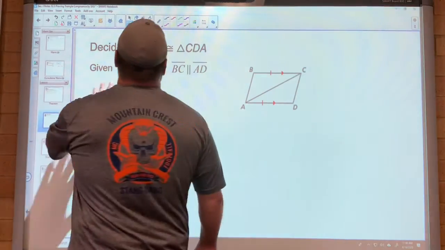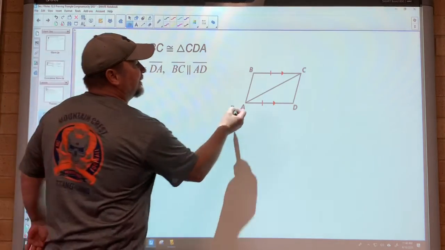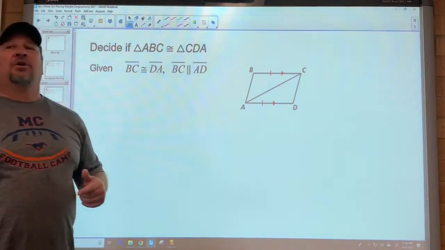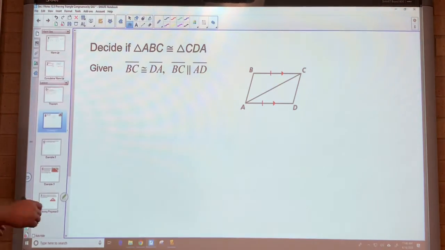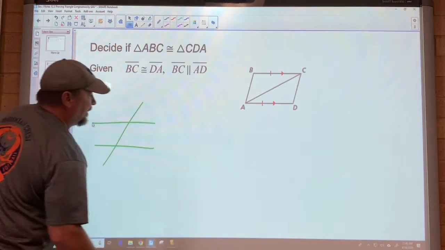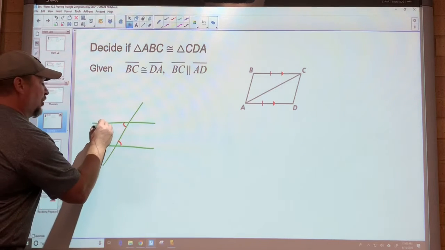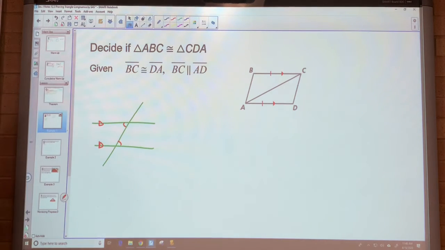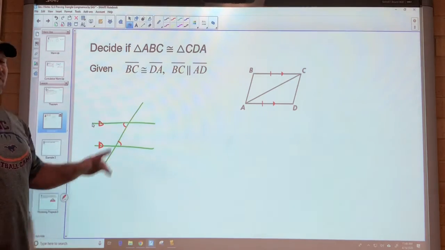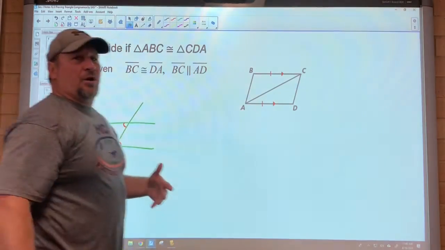They're showing us that side BC is congruent to side DA. So these two sides are congruent. They're also telling us that they're parallel. Well, you have to remember this. If I have two parallel lines cut by a transversal, then this angle right here will match that angle right there. That is always the case. Anytime two parallel lines are cut by the transversal, but it has to be the line that's cut by the transversal. So there's a couple marks I can mark up here.